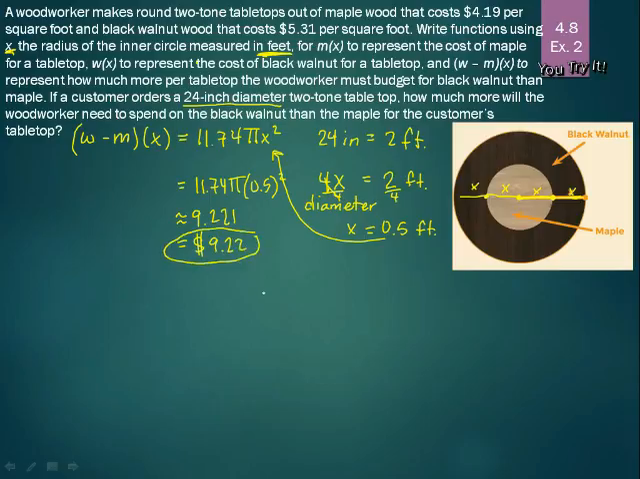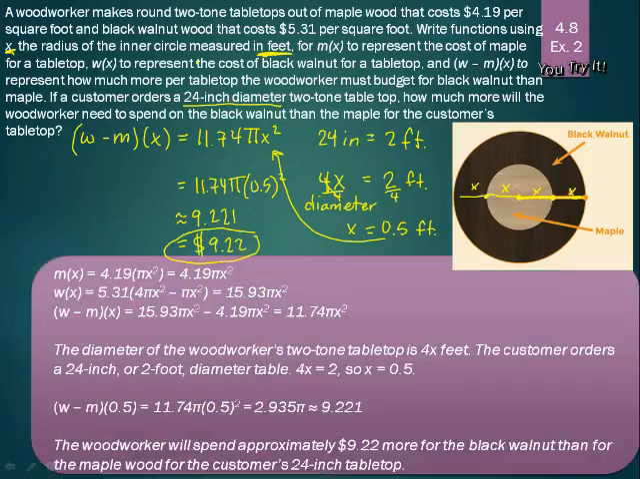And so let's go ahead and summarize our answer. M of x equals 4 1900ths times pi x squared equals 4 1900ths pi x squared. W of x equals 5 3100ths times 4 pi x squared minus pi x squared equals 15 9300ths pi x squared. W minus m of x equals 15 9300ths pi x squared minus 4 1900ths pi x squared equals 11 7400ths pi x squared.